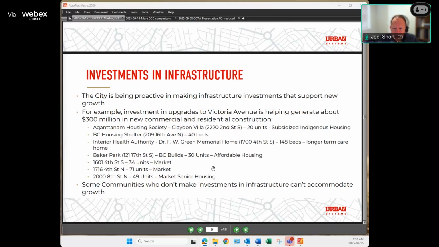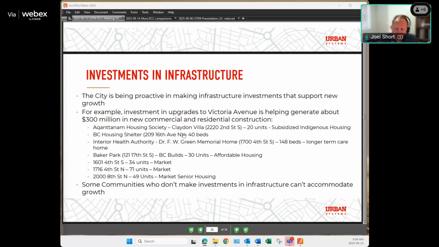Some subsidized Indigenous housing, some BC Housing shelter, the Dr. F.W. Green Memorial Home, which is a longer-term care home, Baker Park, which is affordable housing, and also some market housing units and some market senior housing, all happening because you've made some real investments in that Victoria Avenue upgrade, which allows these things to proceed.